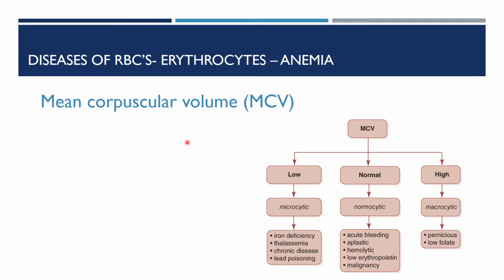Next up, we have mean corpuscular volume. This is going to be the volume of space that a red blood cell occupies. This is actually a diagnostic technique, and you see we have various levels of this mean corpuscular volume.